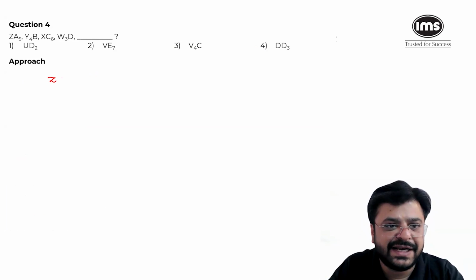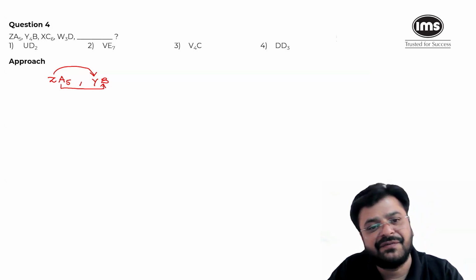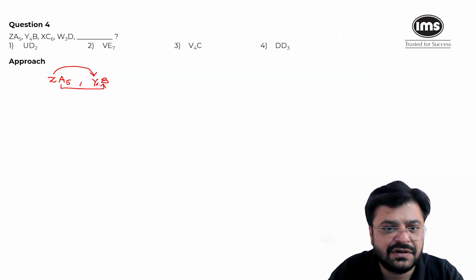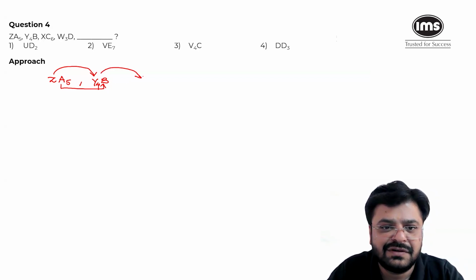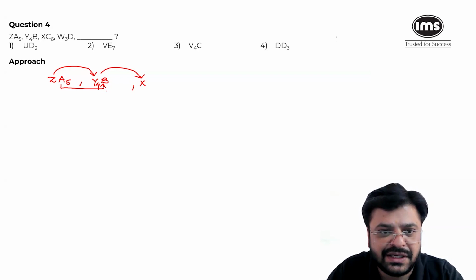The first term here is ZA5. In the next term, we'll take the previous term of Z, which is Y. We'll take the next term after A, which is B. And here in between, we have a different series. So basically, it is 4. Then in the next term, we take the previous term, then Y. Then we have the next alphabet C here, and here we have 6.